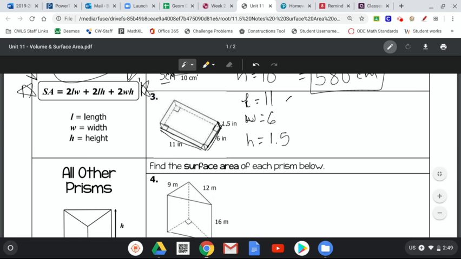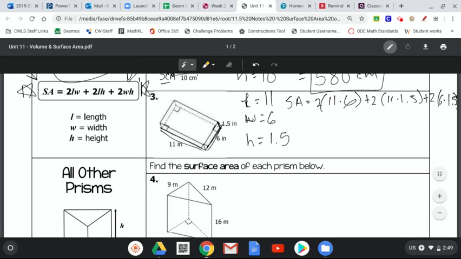So to find the surface area, we are going to do 2 times our length times our width, which would be 11 times 6, plus 2 times length times height, which would be 11 times 1.5, plus 2 times our width times our height, which would be 6 times 1.5. Okay, kind of got cut off there, 1.5.